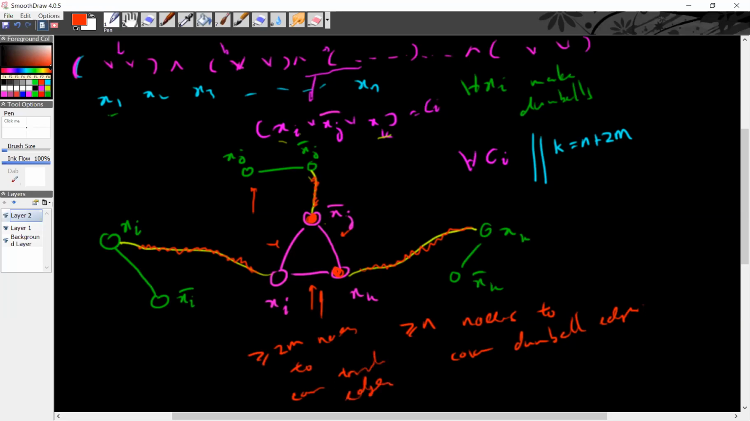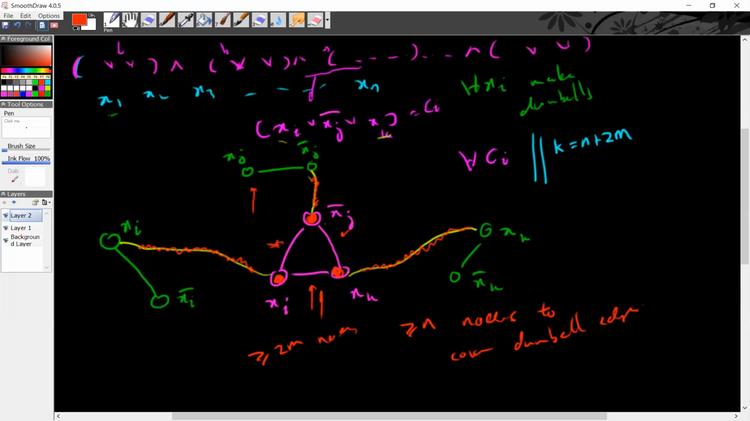But hey, if I'm only allowing a vertex cover of size at most n plus 2m, I've run out of allowance. So the question now, what I want to try to say here is this: can I ever have a triangle that has all 3 nodes inside the cover? The answer is no, I can't. Because if I do this, I'm depriving some other dumbbell or some other triangle of a node that they so desperately need to cover their edges.